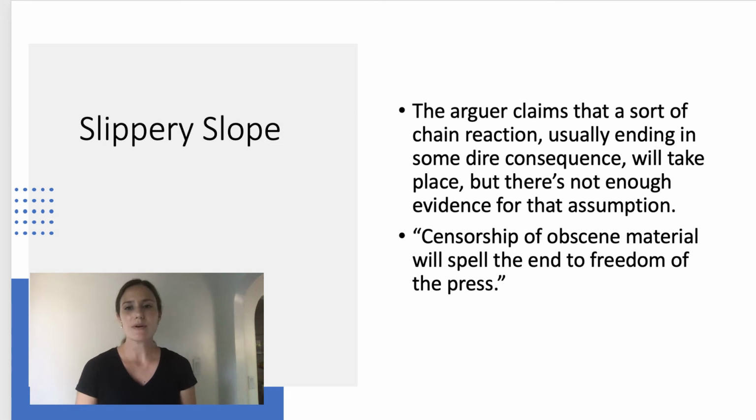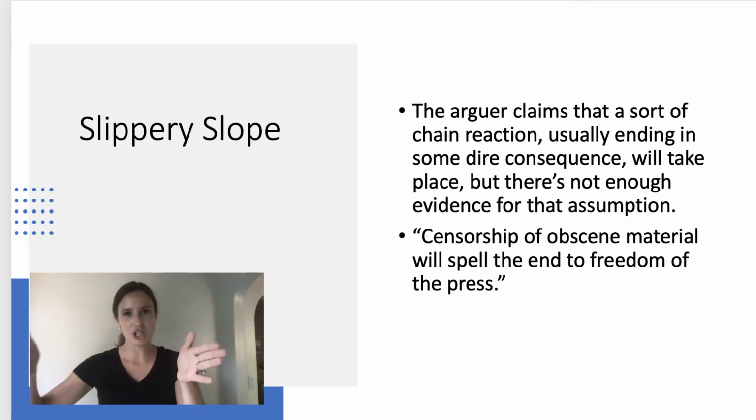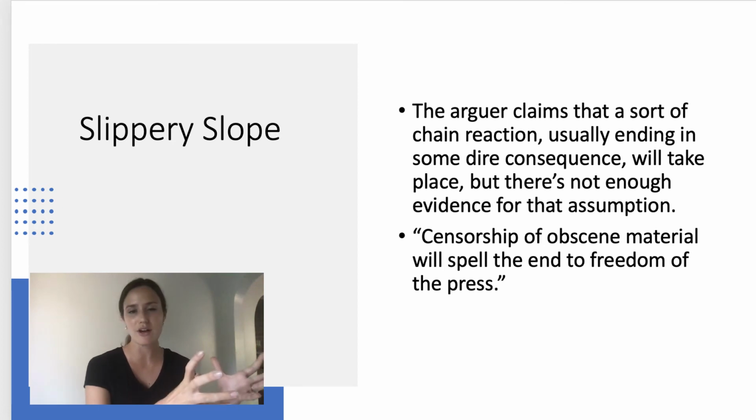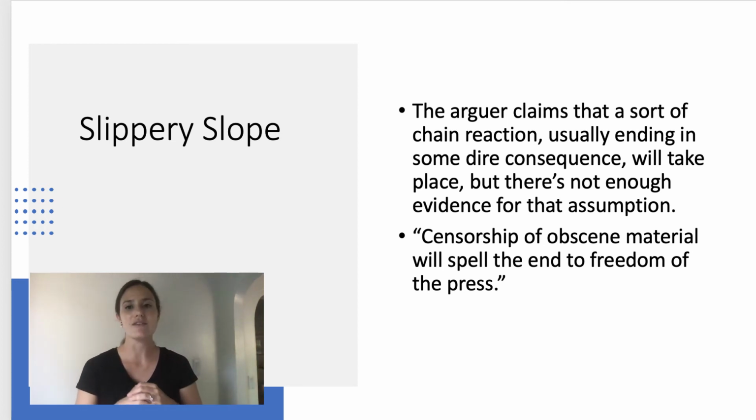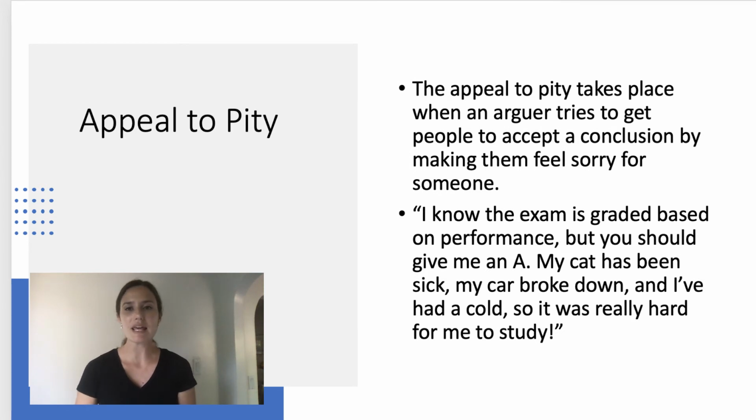So, censorship of obscene material will spell the end of freedom of the press, right? That's a pretty big jump. Now, if the person had gone through the chain and explained the connection between all the steps in the chain, then it might not have been a problem. But right now we're going from censoring some pornography or obscene material to suddenly having no freedom of the press. Let's look at appeal to pity.